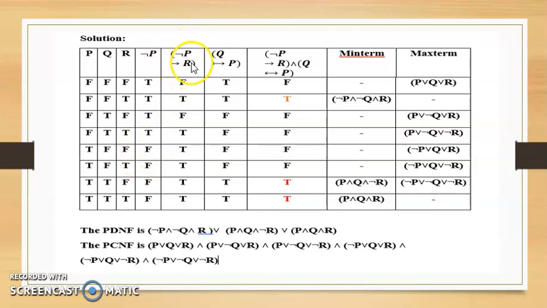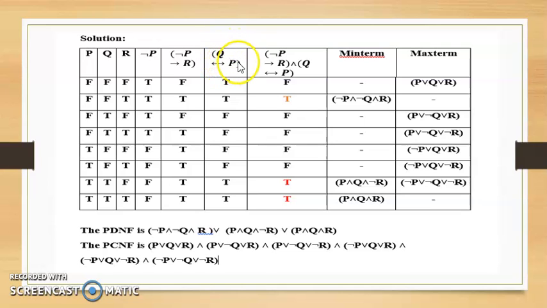Then not P implies R. So what is not P implies R? We have to use that implication truth table. That is, not P is here. True implies R. T implies false. True implies false means it is false. T implies T, T implies F, it is F. T implies T. F implies F, it is T. F implies T, F implies F, it is T. F implies T, it is T. So using this implication condition, we should write.